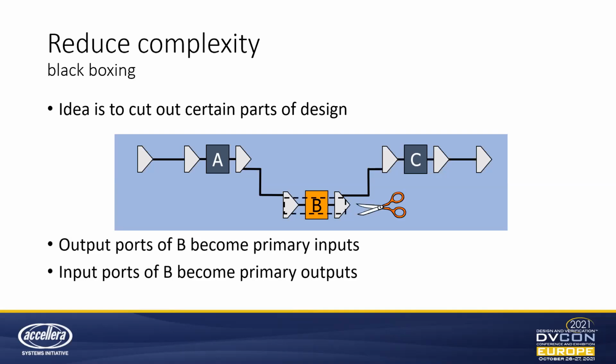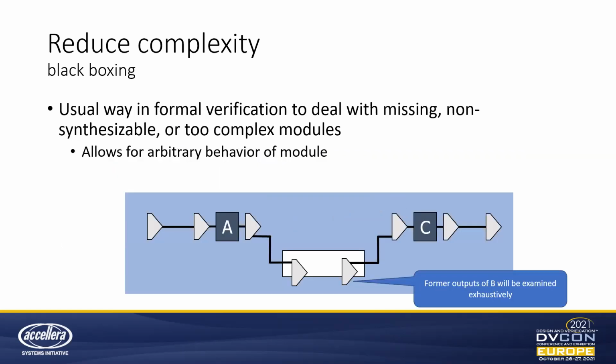What happens when you do the black boxing? The output port of the black box of module B becomes a primary input, and the input port of module B becomes a primary output. This gives more freedom to the formal tool. Therefore, in some cases, you might end up with unrealistic behavior. But if you isolate this behavior by putting some constraints on this new input, then everything should be all right. So, as I pointed out, it's usually a way in formal verification to deal with missing, non-synthesized, or too complex modules.